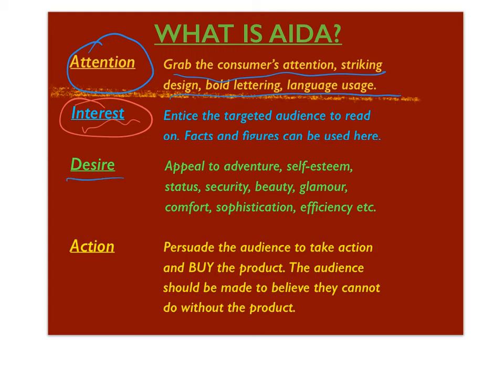Then we have desire. So this is when you have to appeal to the real inherent desires of the audience. So they need to believe that they cannot live without this product. Now, there are different ways of doing this depending on your target market, but these are the typical ones that we look for. So you focus on their self-esteem, make them feel good about themselves. Status, if they own this thing, will it make them of a higher social status? Security, beauty, glamour, comfort, sophistication, efficiency. How are you going to get these people to desire your product? You have to be very creative.